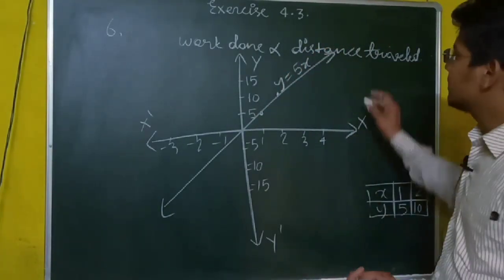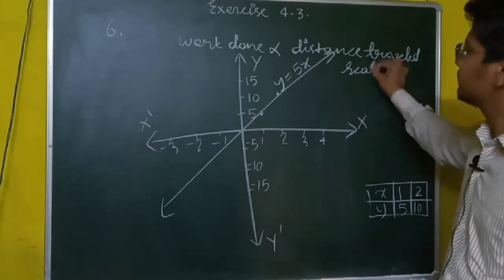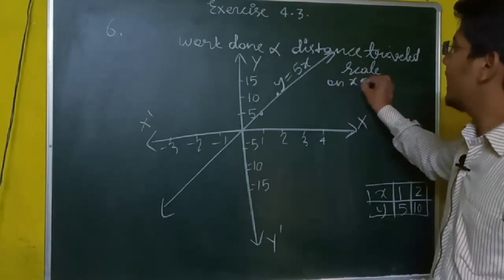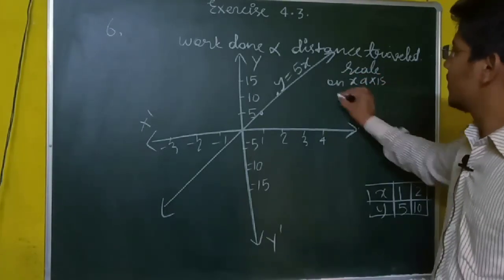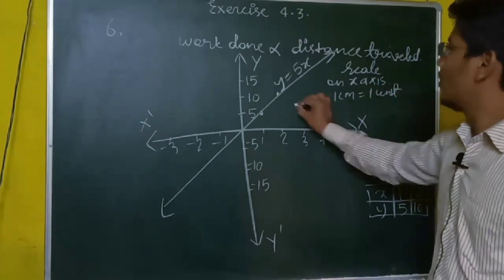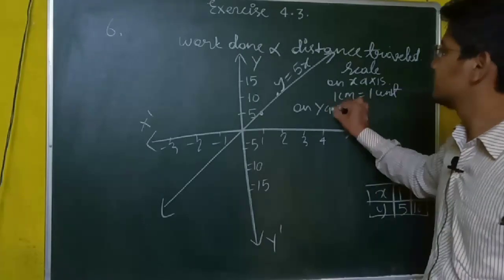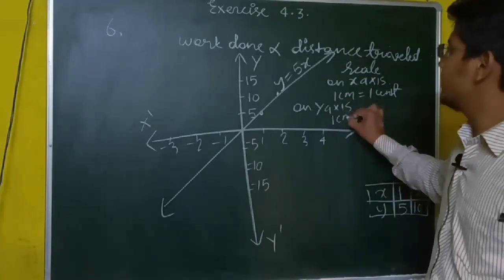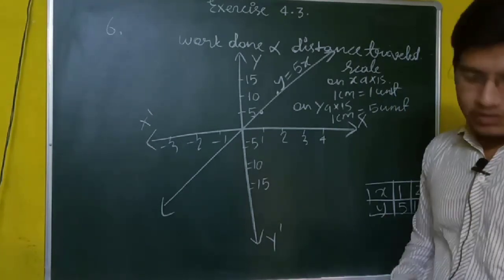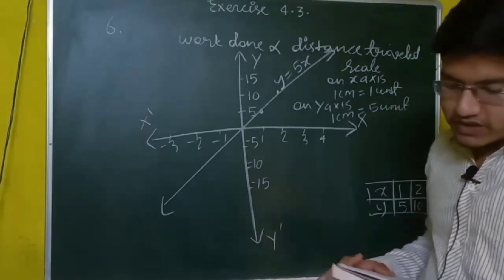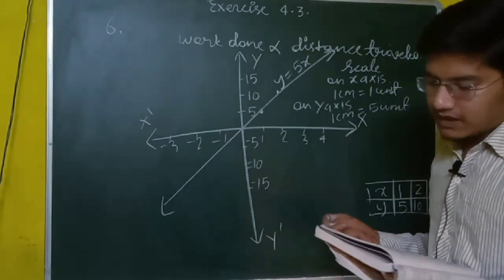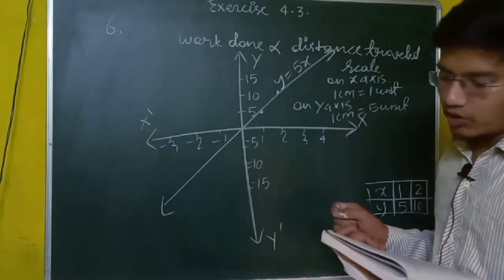Now we have to mention the scale. On x-axis, 1 centimeter is equal to 1 unit. On y-axis, 1 centimeter is equal to 5 unit. Now they are asking us questions. Question first is, find from the graph work done when the distance travelled by the body is 2 unit.